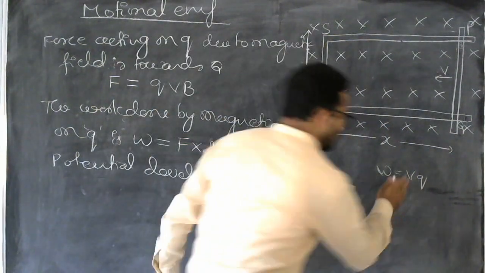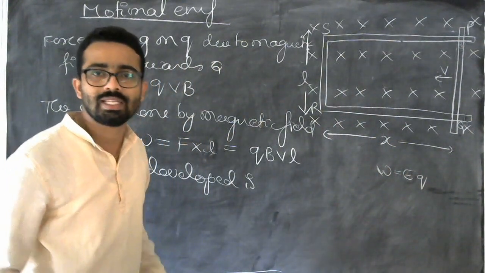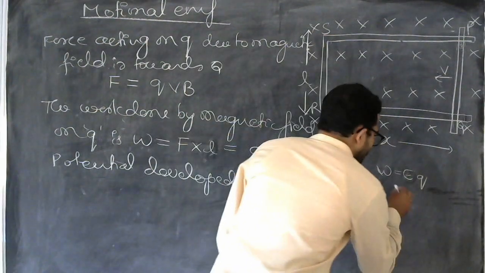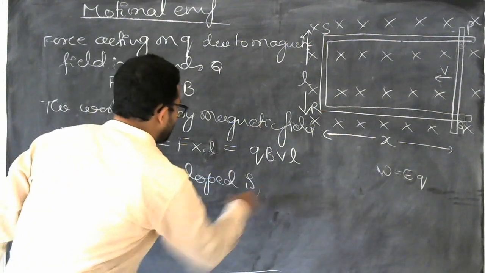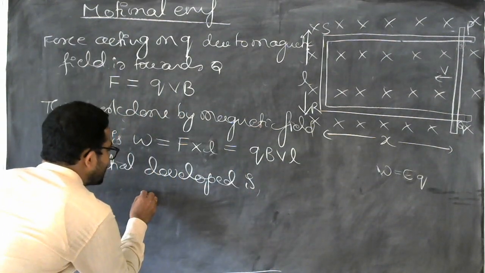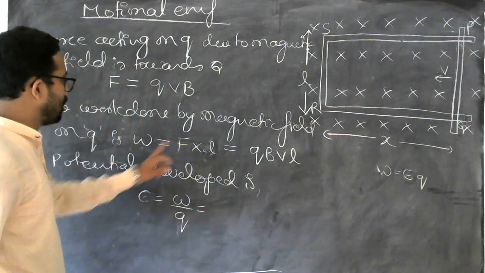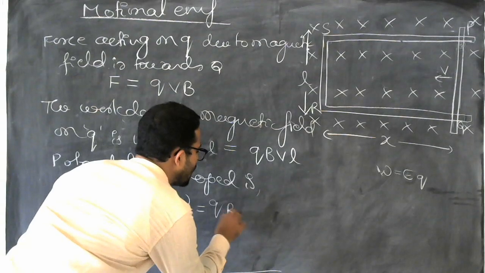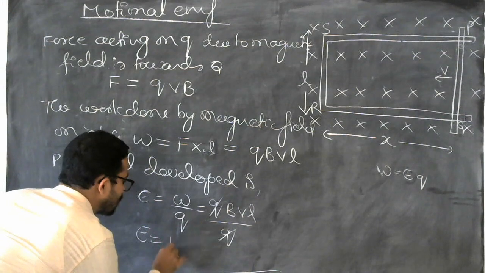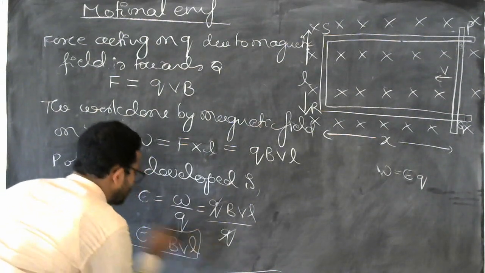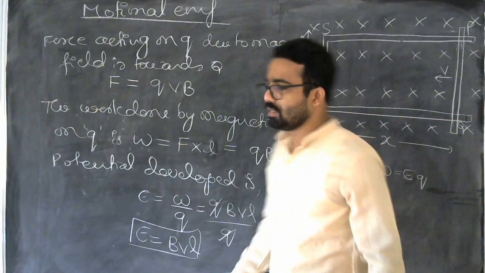V means potential, but here I am writing the V as E. E means EMF, which is one and the same. V and E are one and the same. So I can write E is equal to W by Q. So the potential developed, EMF, is equal to W by Q, which is equal to Q into B into V into L divided by Q. So Q cancels out, and you are left with BVL. This is the same expression we got in the previous cases.